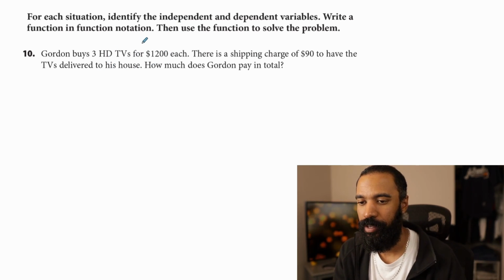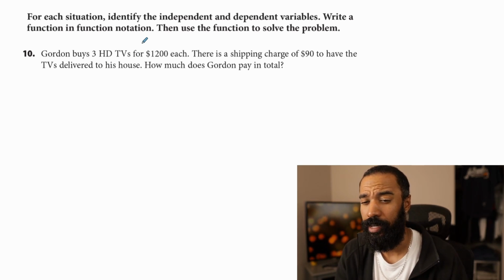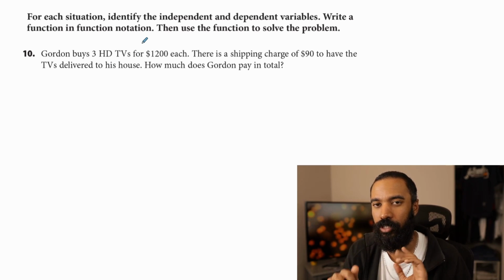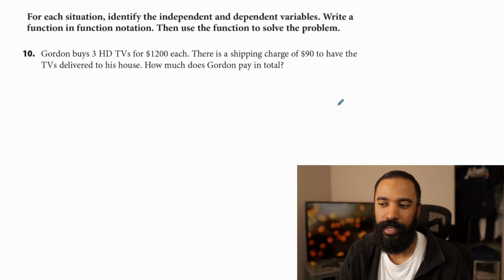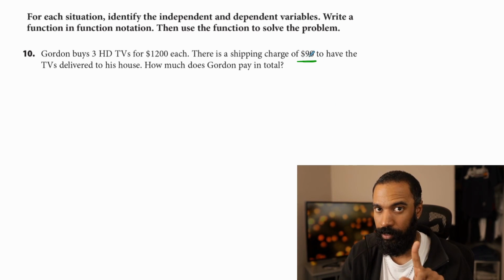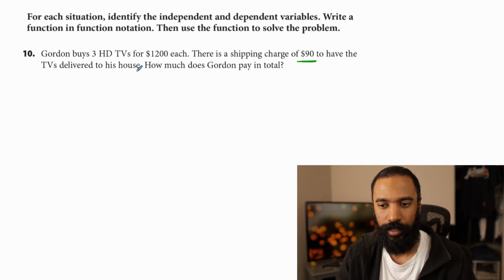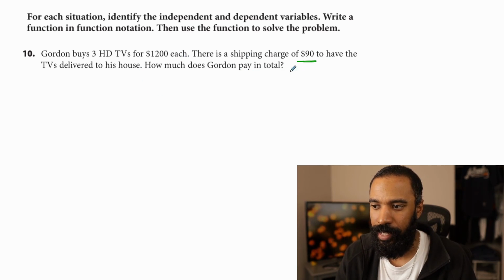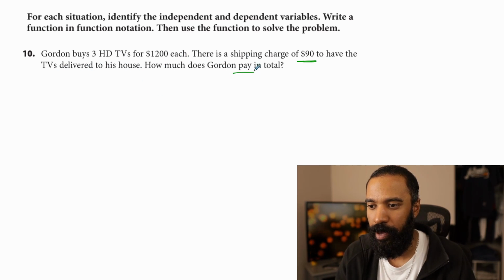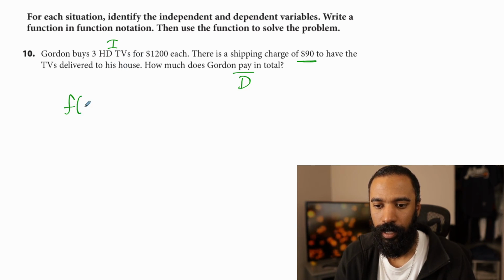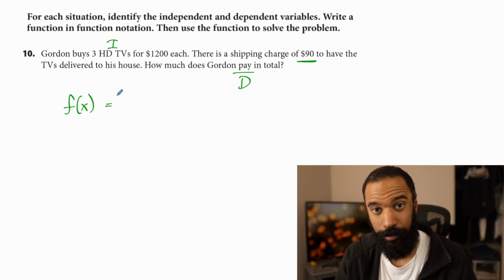Gordon buys 3 HD TVs for $1,200 each. There's a shipping charge of $90 to have the TVs delivered to his house. So assume that he's paying for the TVs all in one single shipment. So that $90 is only being applied once. How much does Gordon pay in total? So with one single transaction, we have the dependent variable, how much he pays. It depends on how many TVs he has here. So f of x, once again, this is your y value, dependent.